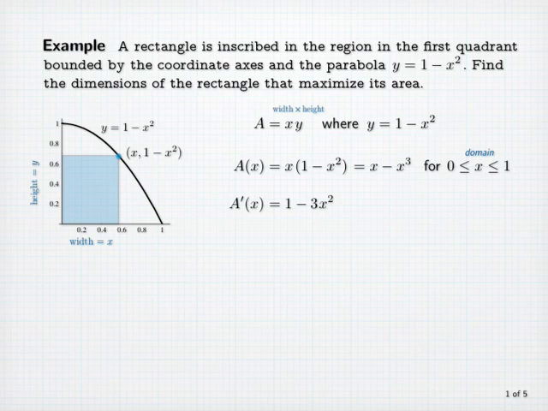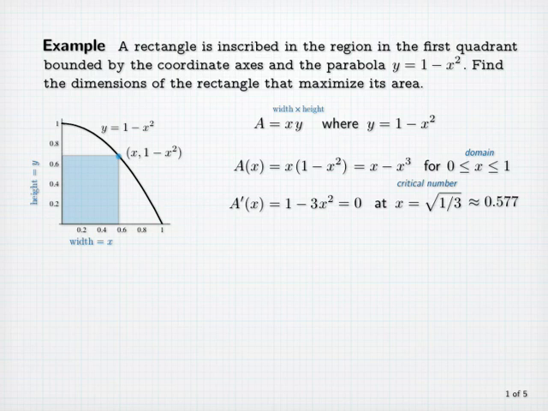To find critical numbers, we begin by taking the derivative. A prime of x is 1 minus 3x squared, which is 0 at x equal to the square root of 1/3. So we have a single critical number in the interval 0 to 1.